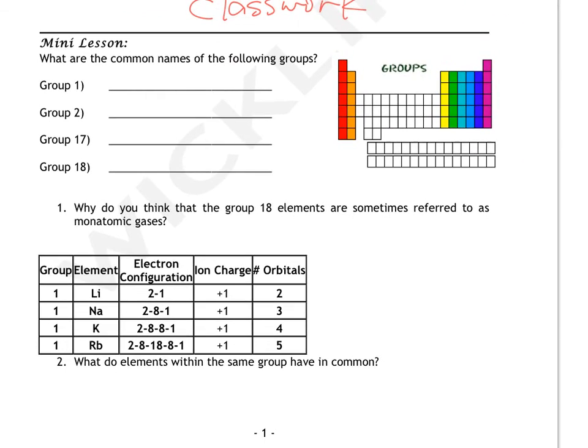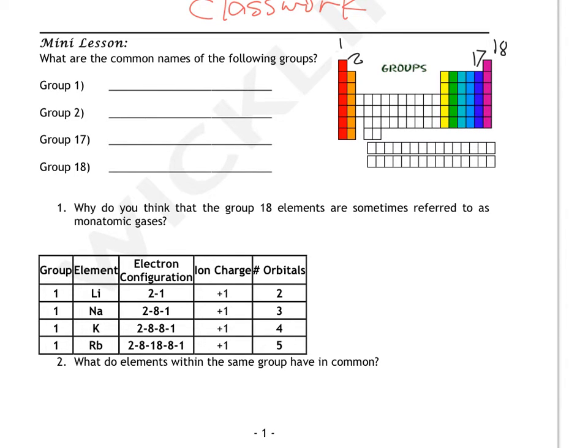So the mini lesson, what are the common names of the following groups? All right, so group 1, I am talking about this column all the way on the left. That's called group 1. And then the column beside it would be called group 2. Group 17 is all the way on the right. I guess that's indigo. And then the magenta column is group 18. Those are the ones that matter the most, I suppose, in that they have English names as well as just a number.